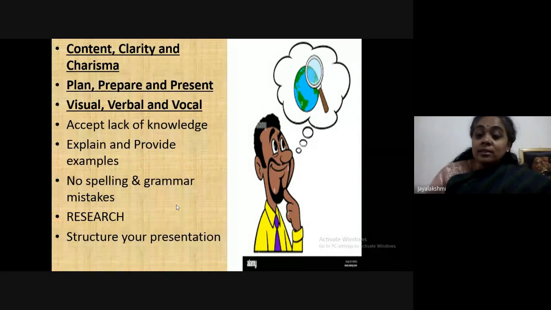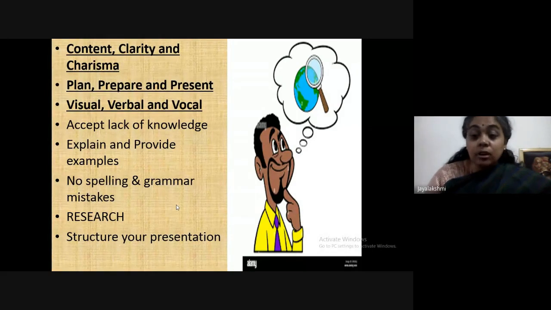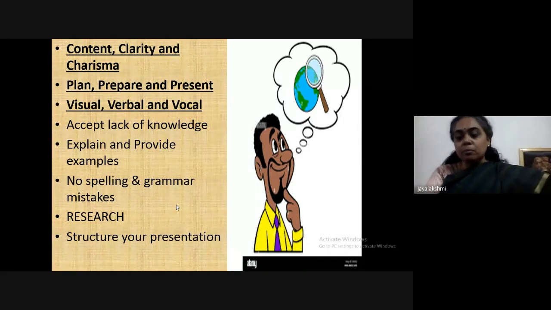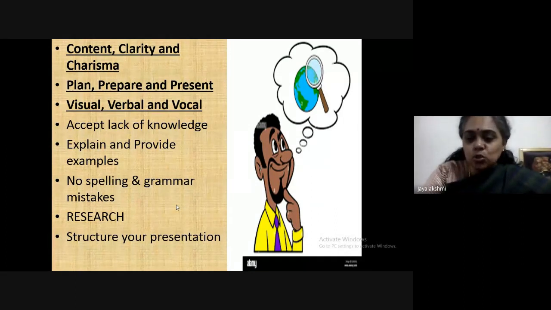Then, content. As I told you, you need to have content. When can you say that you have content? The word again in the same slide I've written, last one before that, research. You should do good research. Anything given, start from the beginning and see what they have done, who has done it, why they have done it.